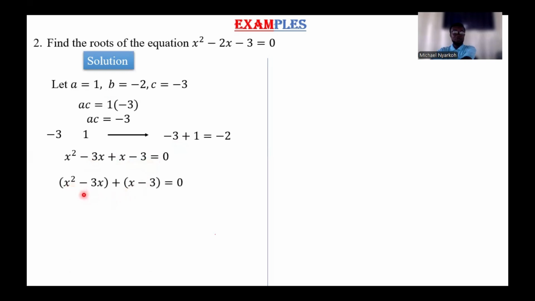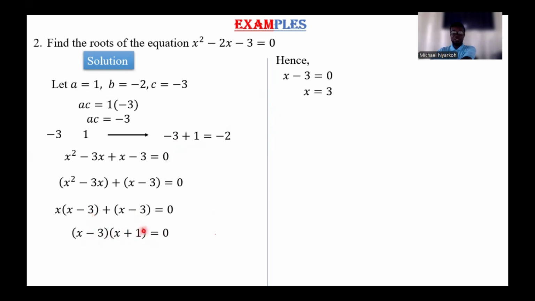Then we factorize by using brackets first, so that we get x squared minus 3x plus x minus 3 equals 0. Then we factorize the common terms out of each bracket. So factorizing, we get x out, and then x minus 3 plus, there's 1 here, and then we have x minus 3 again. So the two factors are going to be x minus 3 and x plus 1 equals 0. Hence, we solve these two factors separately by equating each to 0 to get the actual roots of the quadratic equation. So we have x minus 3 equals 0, and x will be equal to 3. Or x plus 1 equals 0, and x equals -1.